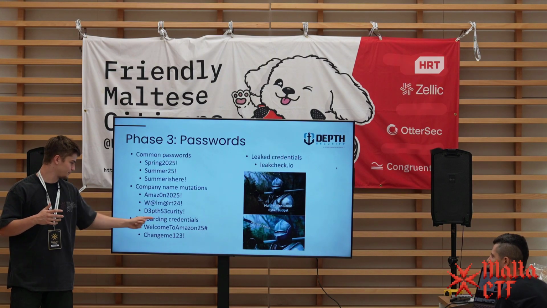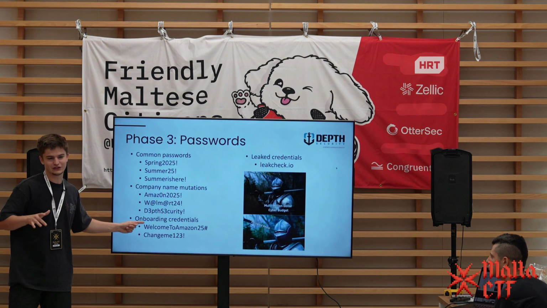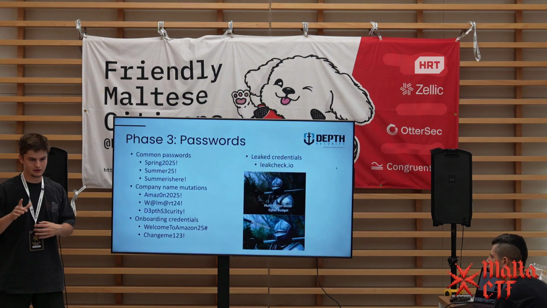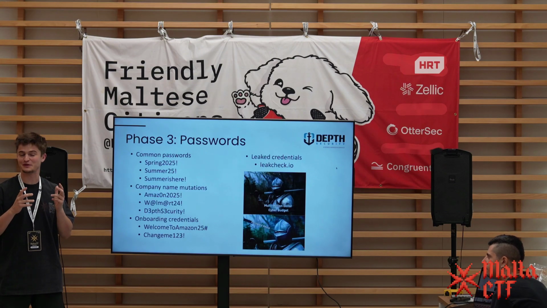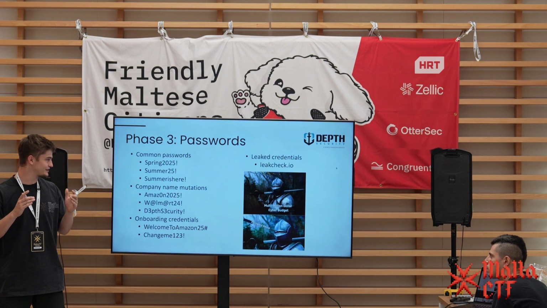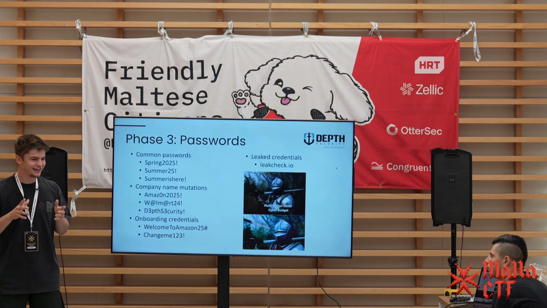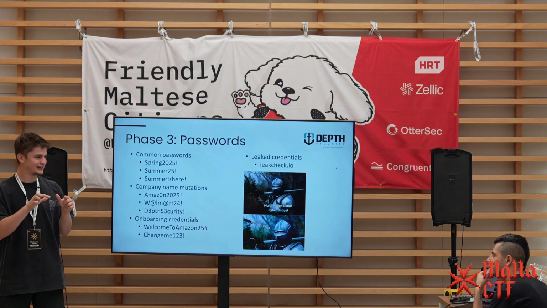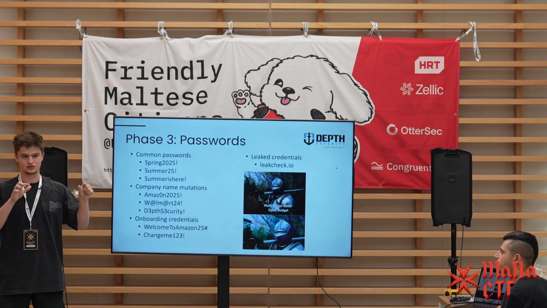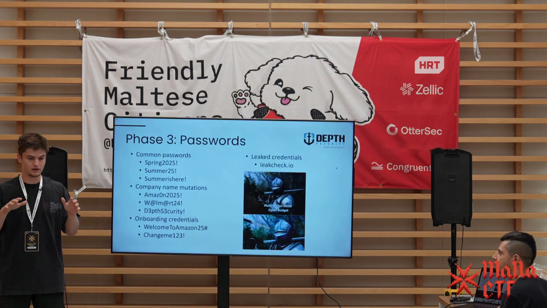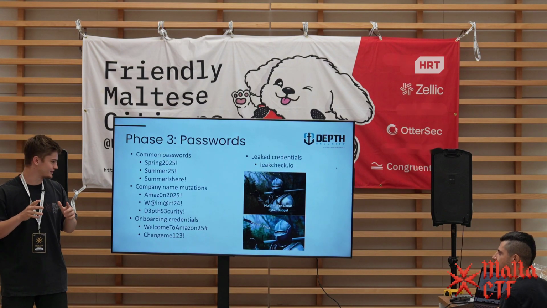Another very interesting vector is onboarding credentials. There are sometimes accounts, like contractors or maybe service accounts, where they set the passwords to something like "welcome to Amazon" or "change me." And this will become very interesting later, because these accounts that get forgotten about and don't end up getting deleted after they're done, or they just never get used at all, become a very ripe vector for exploitation later.